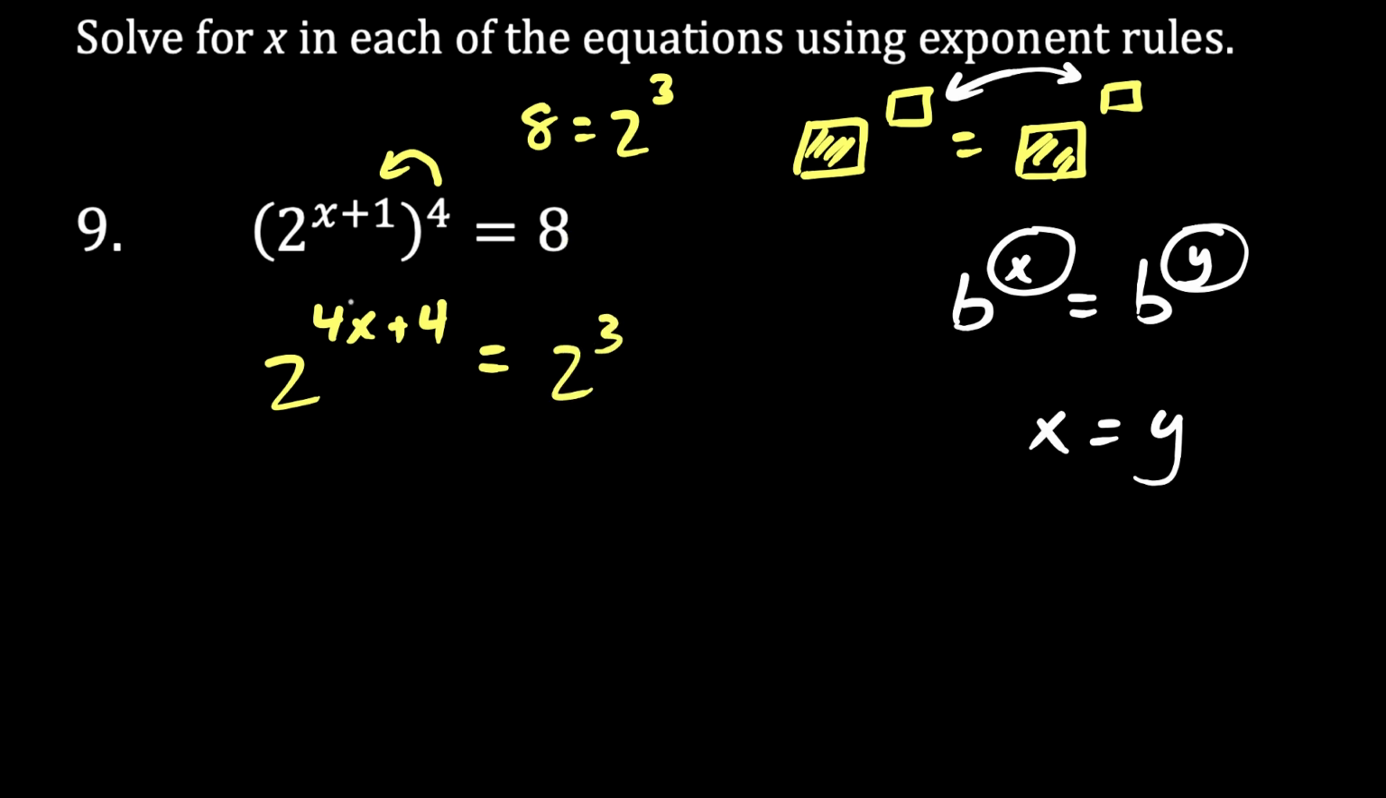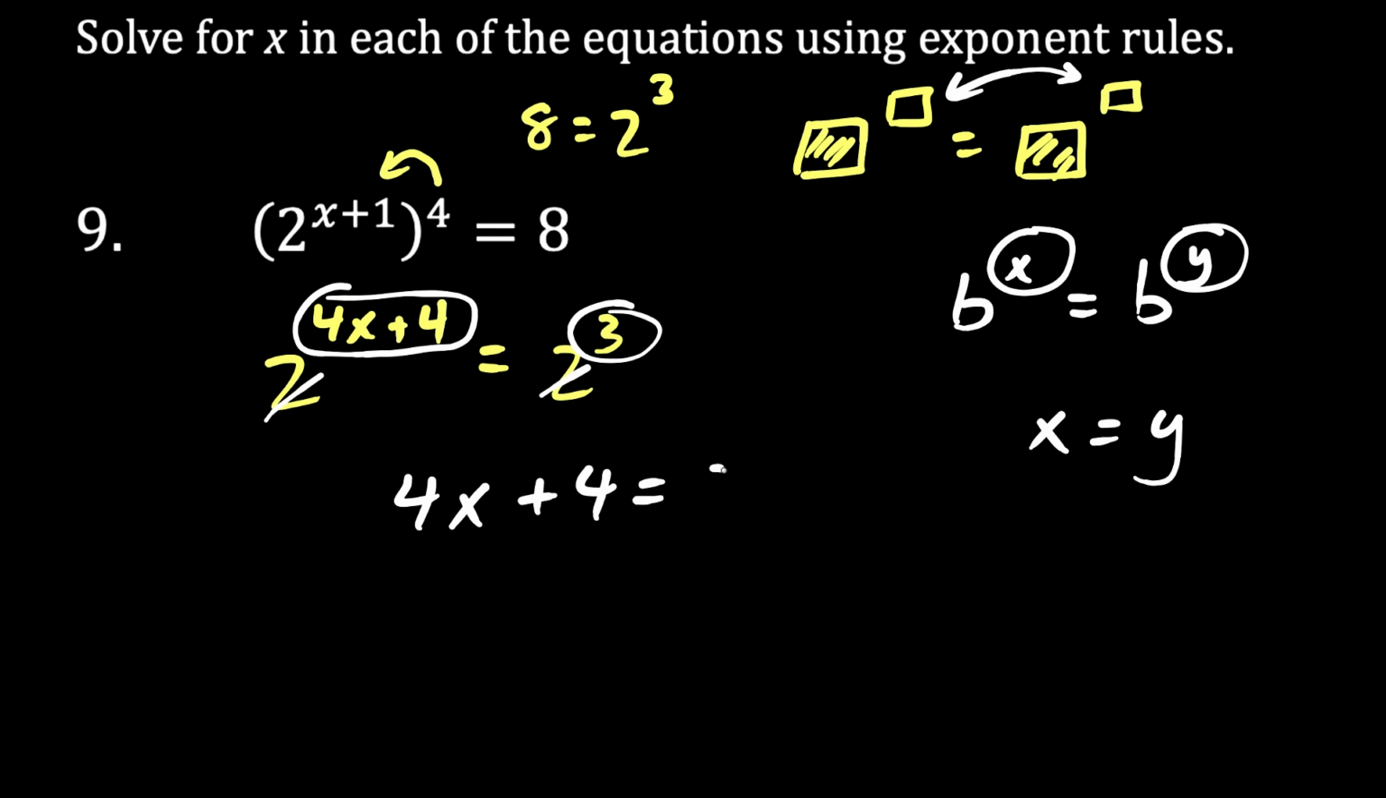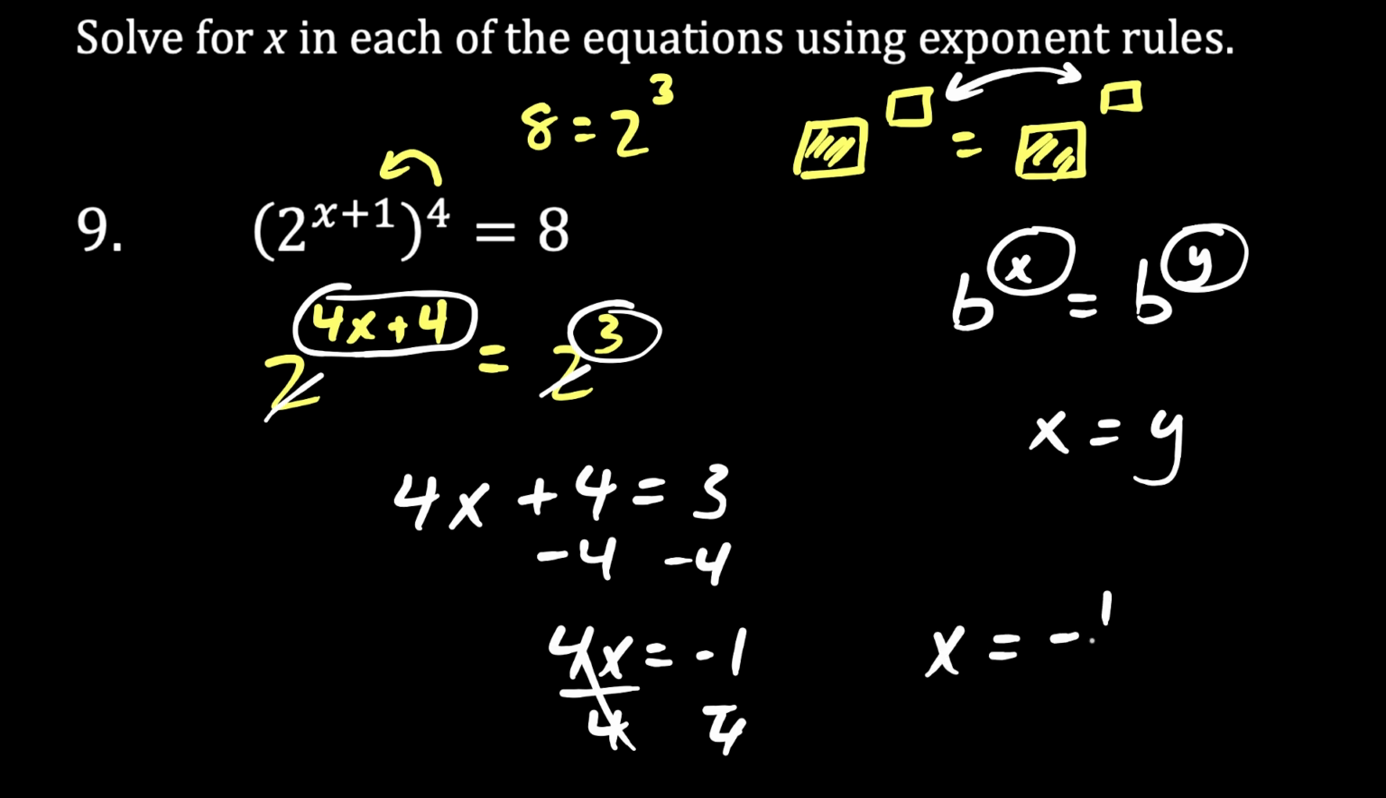So that means the 2's match up. So 4x plus 4 must be equal to 3. So we're just going to write that down. 4x plus 4 equals 3, and we're just going to solve it. Subtract 4 from each side. We're left with 4x equals negative 1. Divide by 4. So in this case, x equaling negative 1/4 is our solution.